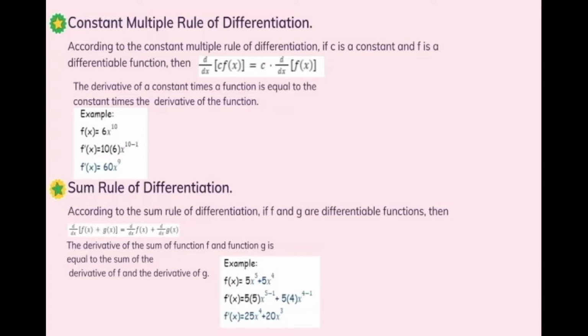Sum rule of differentiation. According to the sum rule of differentiation, if f and g are differentiable functions, then the derivative of the sum of function f and function g is equal to the sum of the derivative of f and the derivative of g.